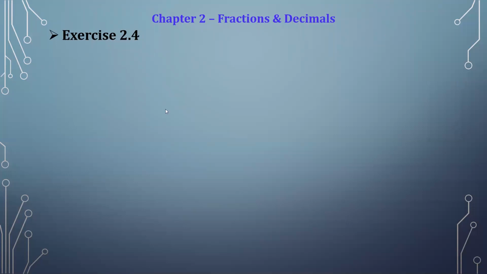Okay. In the previous exercise 2.3, we considered the multiplication of fractions. Then in the previous exercise 2.2, we also considered the multiplication of a whole number and a fraction. So those properties regarding multiplication and addition, which we used in the previous exercises, we are going to use again in exercise 2.4. That means the previous concepts are the base of exercise 2.4.